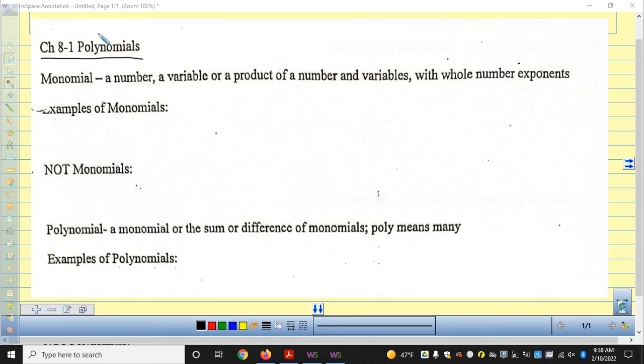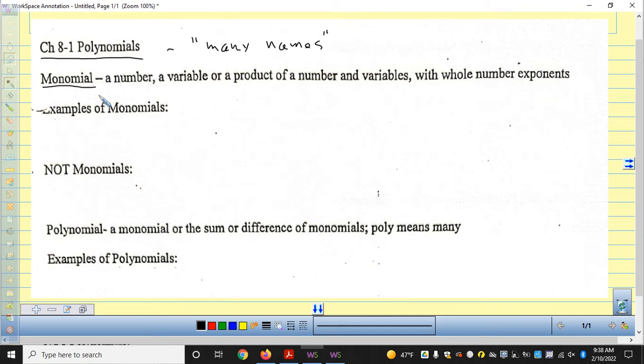And the reason we call them polynomials is because generally they have several things added together. So this means many names. Now, a monomial is a special kind of polynomial.